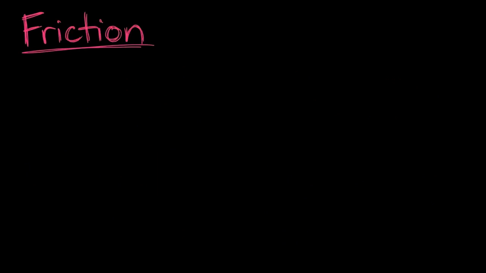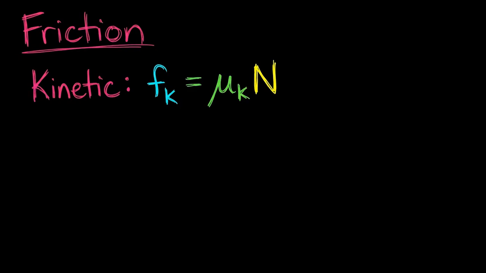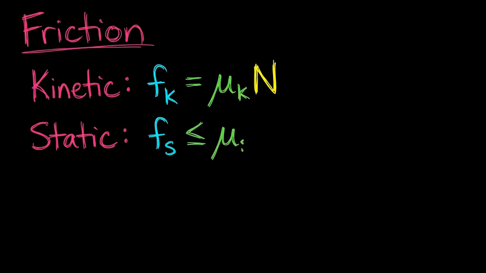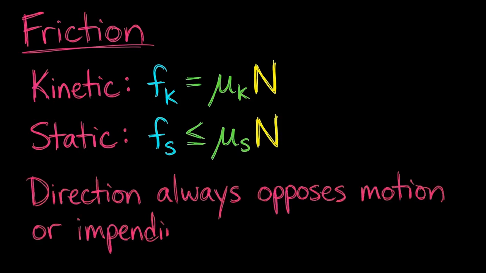Friction needs special care. Kinetic friction has a fixed magnitude, mu k times the normal force. Static friction adjusts itself, anywhere from 0 up to mu s times the normal force, depending on what's required to prevent motion. Its direction always opposes motion or impending motion, not applied force.